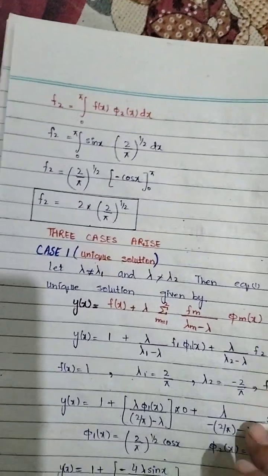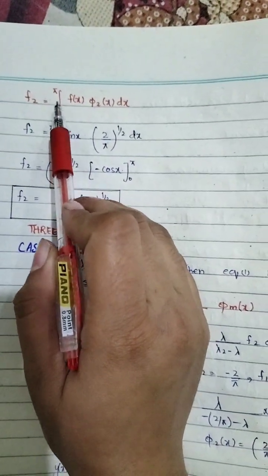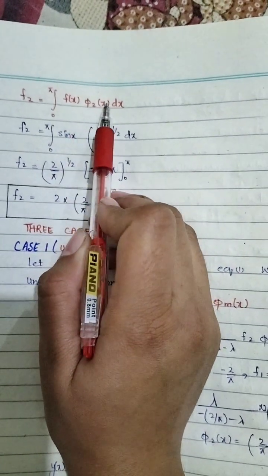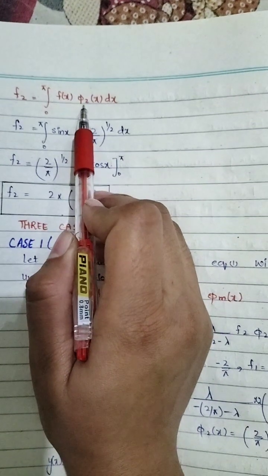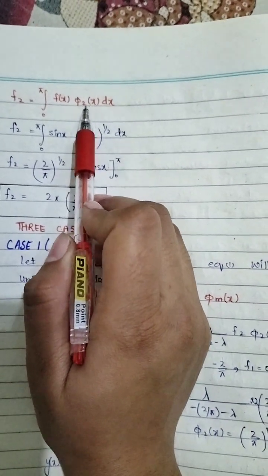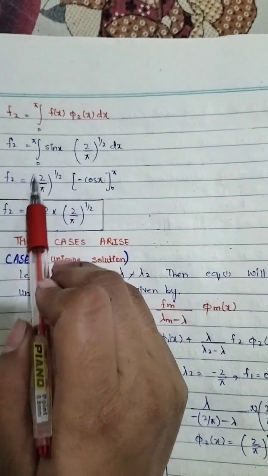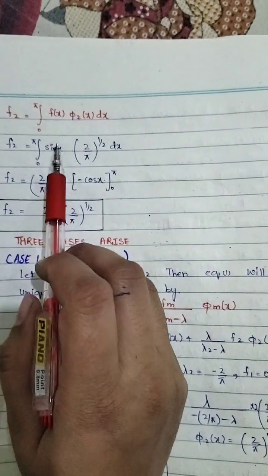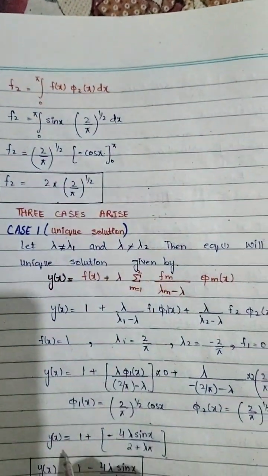Now for finding f2, we know the formula is again the integral from 0 to pi of f of x phi 2 of x. For f1 we use phi 1 of x, and for f2 we use phi 2 of x. Putting phi 2 of x in the equation, we get f2 equal to this. Now three cases arise.